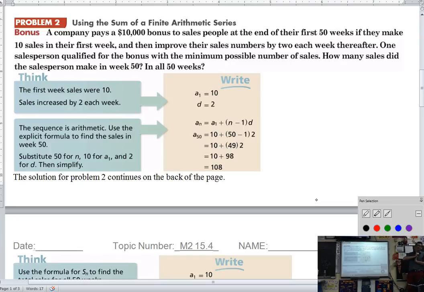So, let's say you guys actually land a job, and this company pays a $10,000 bonus to salespeople at the end of their 50 weeks. That's a long time. That's like the whole year, essentially.